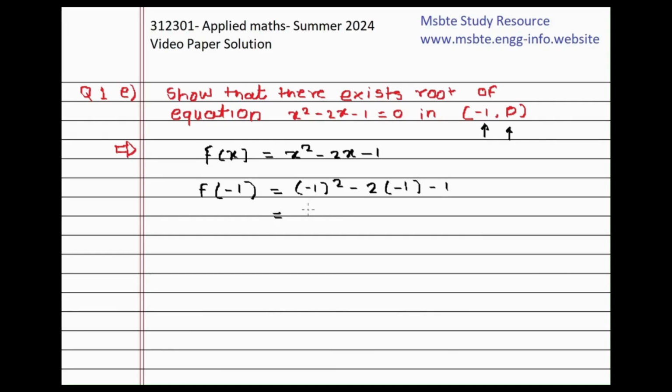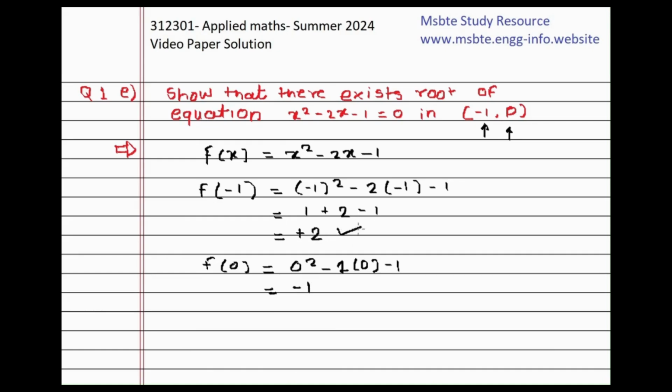So square is always positive. This will be 1, this will be +2, this will be -1. So 3 minus 1, the answer will be +2. The sign is important. Next अभी वो ट्राई करते हैं 0 डाल के. What value we get? If we put 0 in the function, we get 0 square minus 2 into 0 minus 1. So first two terms get cancelled, it is -1.